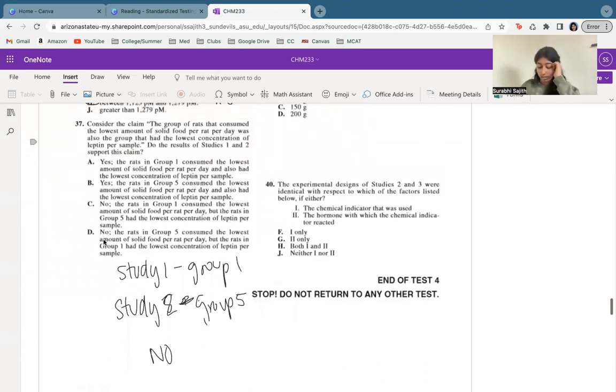Why is this not correct? Rats in group 1 consume the lowest amount of solid food, but rats in group 5 had the lowest concentration of leptin. That is correct. Now let's double check D. Rats in group 5 consume the lowest amount of solid food. That's not true. D is basically saying the opposite of what we found, so that's also going to be incorrect. So C is our best answer in this case.